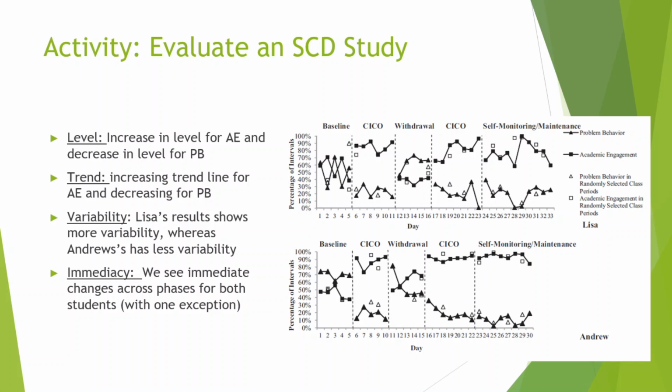In terms of immediacy, we see immediate changes across phases for both students. So for example, when we look at Lisa's, we see an immediate change from her baseline to a decrease in her problem behavior and an increase of her academic engagement. However, there is one place where it seems that there wasn't a big immediate drop. So in that case, sometimes it may be unclear if there was an actual immediate change. However, for both Lisa and Andrew, generally we can say that the intervention did effectively change their behaviors immediately across phases.